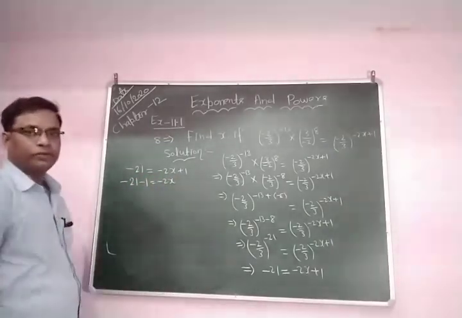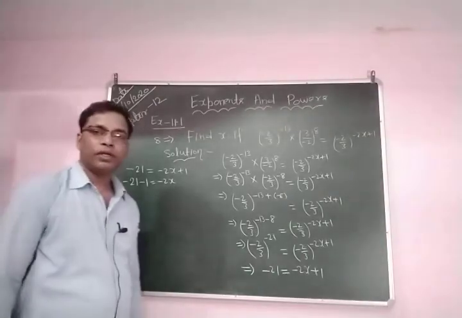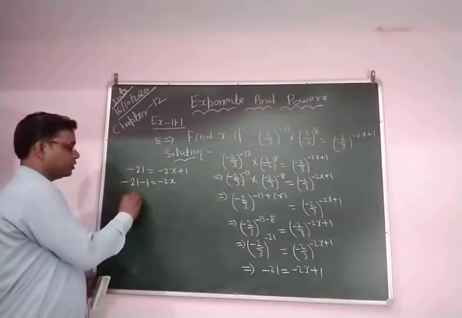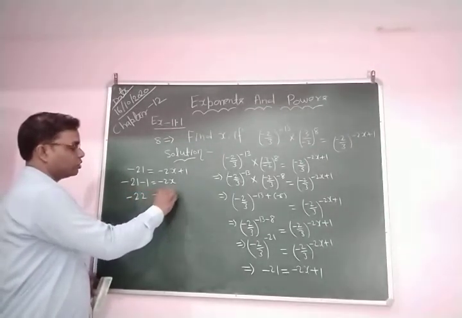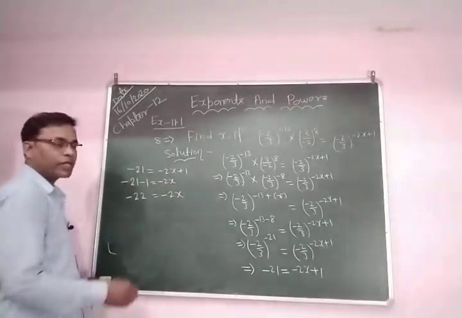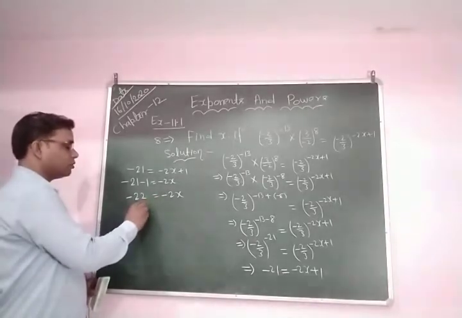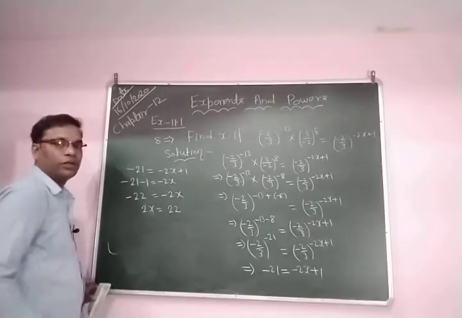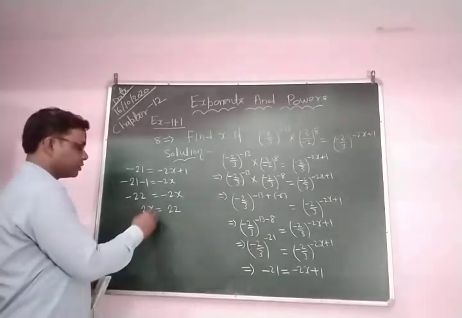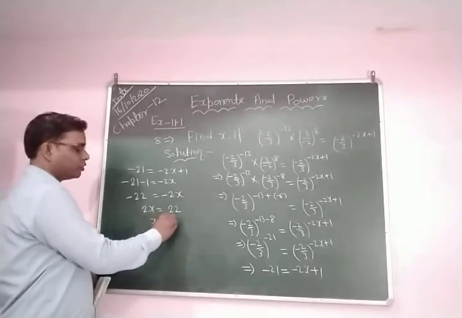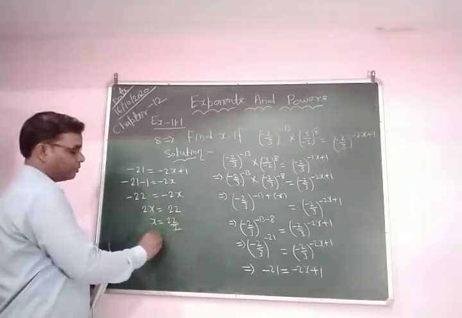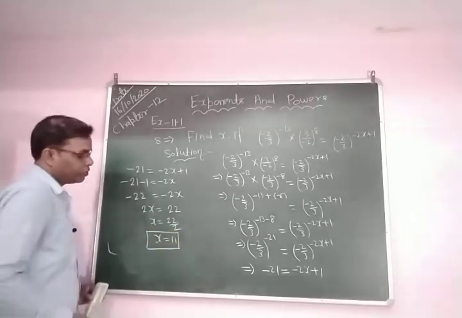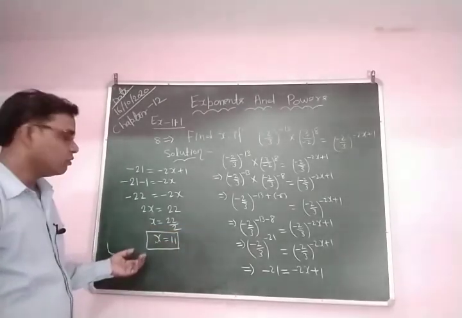Okay. Now, -21 - 1 is equal to -22. This is equal to -2x. So you can cancel minus minus. So you have 2x is equal to nothing but 22. Okay. x is equal to what? x is equal to 22 by 2. The value of x is equal to 11. Clear? So in this way you can see we find the value of x.